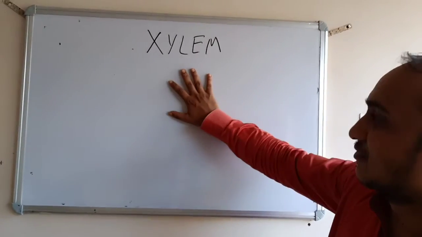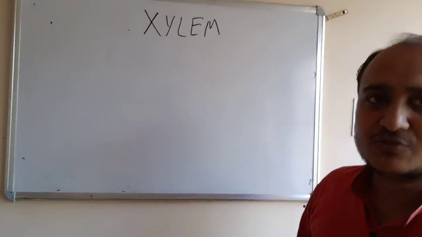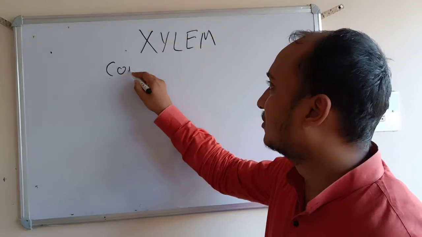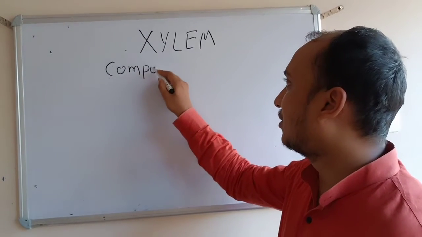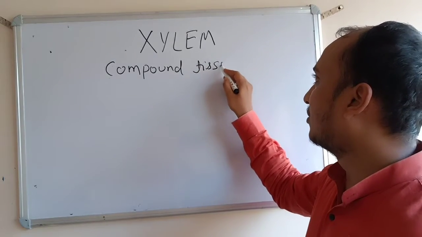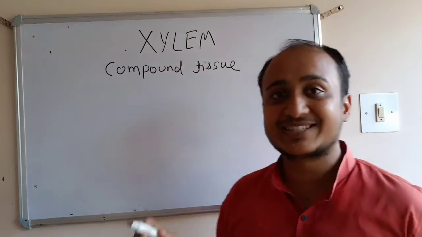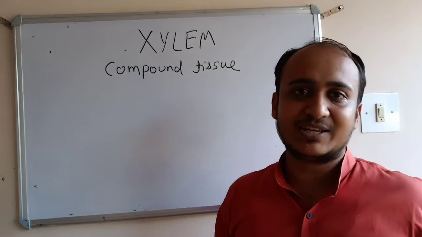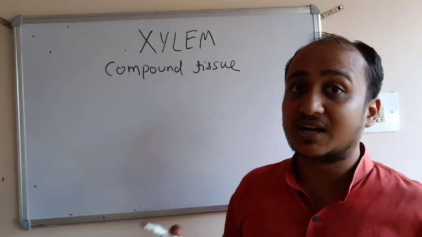So here is the word xylem. What does this word mean? This is a compound tissue. What are compound tissues? Compound tissues are those in which cells are different. In simple tissue, cells are the same, but in compound tissue, cells are different.